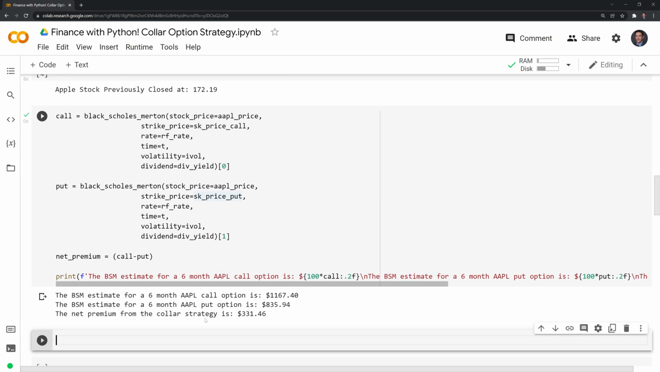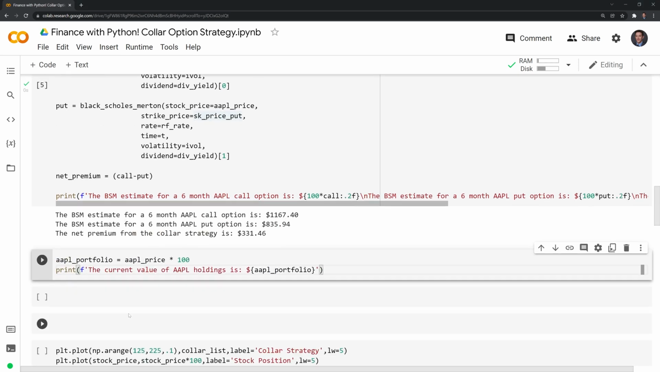And in our case, our net premium is going to be positive because the value of the call option is above the put option. So we're actually going to get paid for implementing the collar strategy. If the put price was larger than the call option price, then we would have to pay in order to implement the collar strategy.